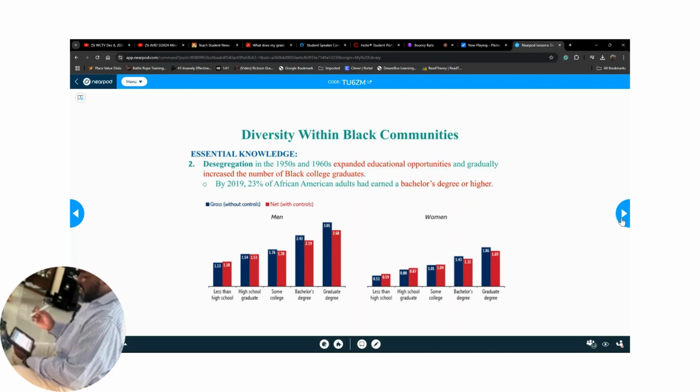Now, if you look here at the graph, you can see the gross and then the net, how much people are making based on what college degrees they got. Then you can also see the difference between men and women. It's pretty sharp, isn't it? We just finished talking about intersectionality, right? It still goes into that. It is not even close, is it?